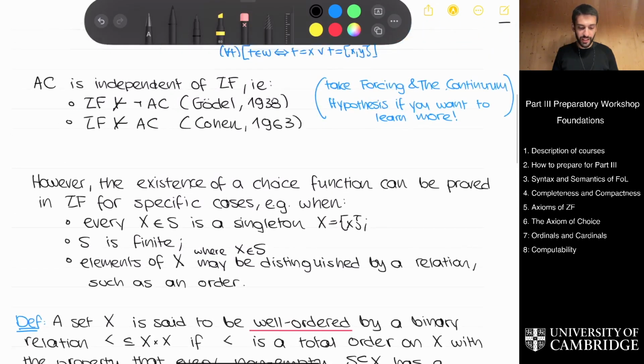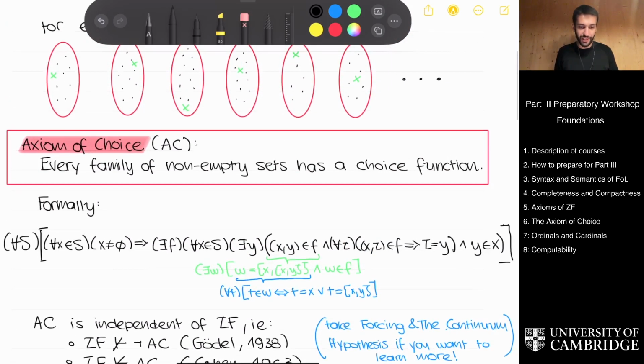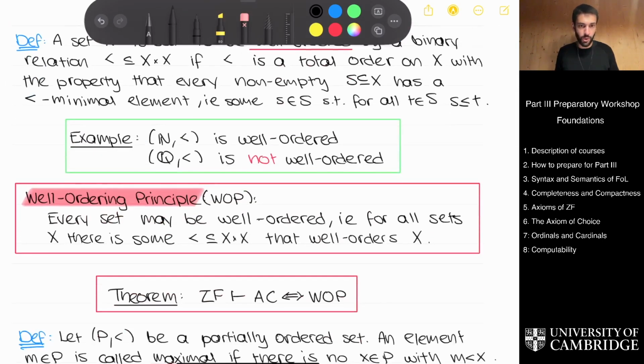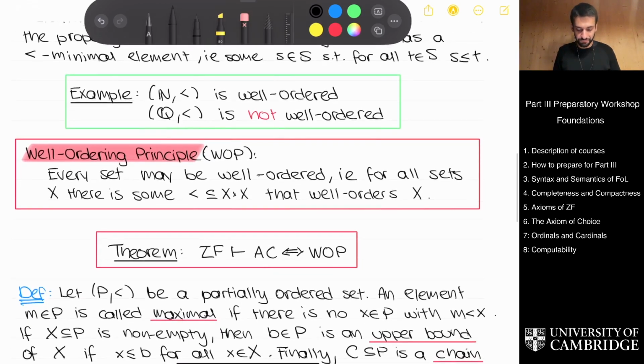So the axiom of choice looks like something that should be trivially true. On the other hand, the fact that you can well order any set whatsoever seems more counterintuitive, right? How can you always define, say, an order on the rationals that is a well order? Well, it turns out that this is equivalent to the axiom of choice.